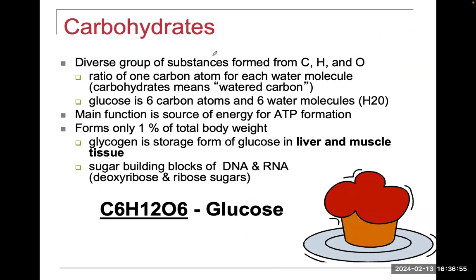So carbohydrates are a diverse group of substances formed by carbons, hydrogens, and oxygens. And it's the ratio of one carbon atom. You have one carbon atom for each water molecule. So carbohydrates literally breaks down to watered carbons. So when we look at that, we have 6 carbons, 12 hydrogens, and 6 oxygens.